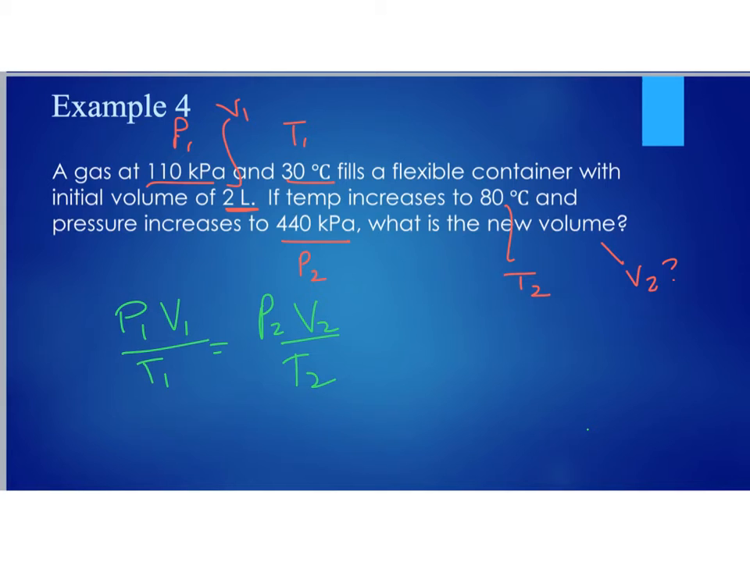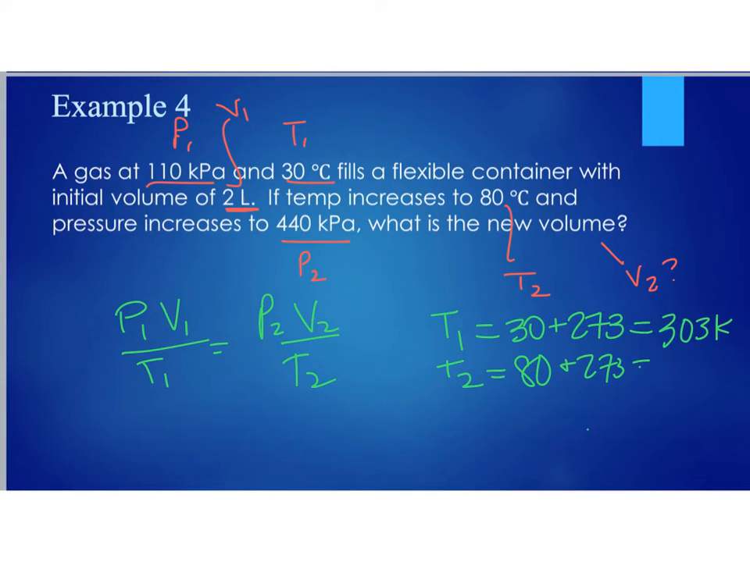Now please remember, and this does not change even with the combined gas law, when I have to find my temperature, I'm actually looking for my Kelvin temperature. So for my T1, I'm given 30 degrees, and I'm going to add that to 273, and that's going to give me 303 Kelvin. My T2 was given to be 80 degrees Celsius, and I'm going to add that to 273, and that's going to give me 353 Kelvin.